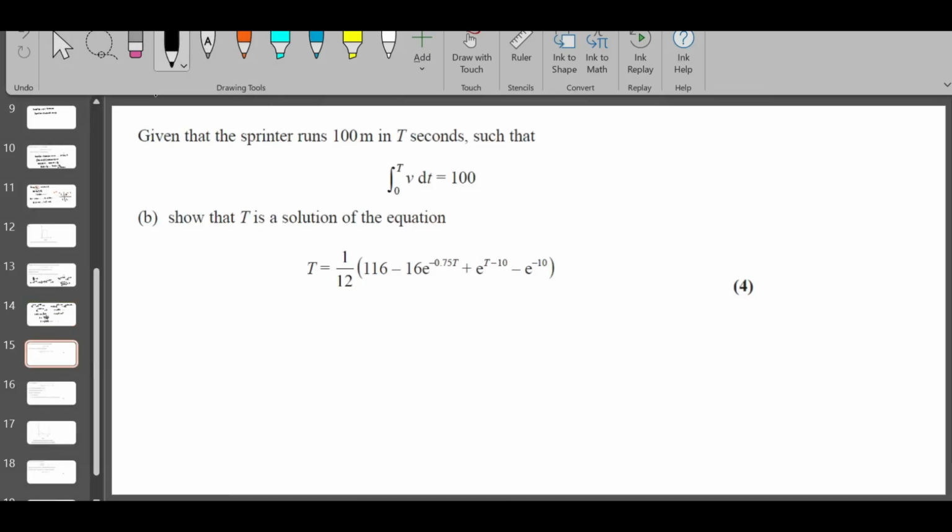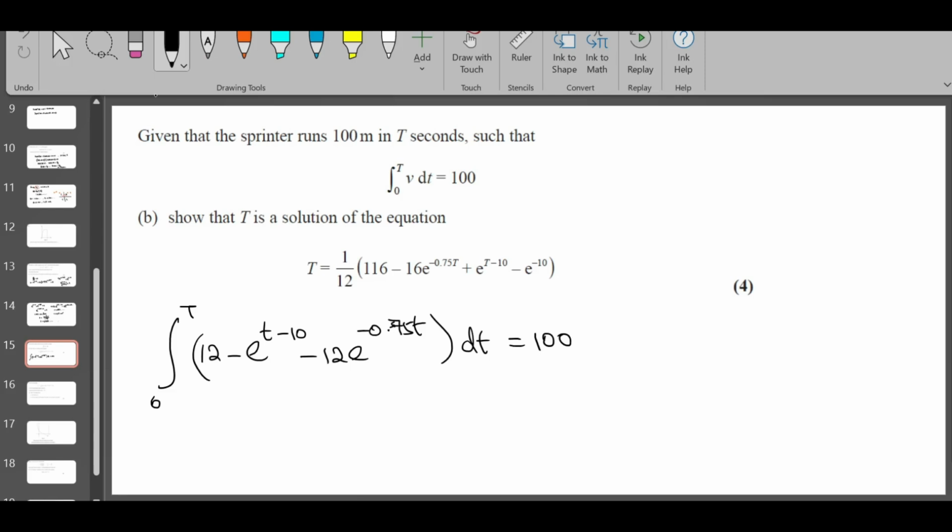Given that the sprinter runs 100 meters in T seconds, integral 0 to T v dt is 100. Show that T is the solution of this equation. So basically we need to integrate v. So integral 0 to T, write v here, 12 minus e power t minus 10 minus 12 e power minus 0.75t dt is 100.